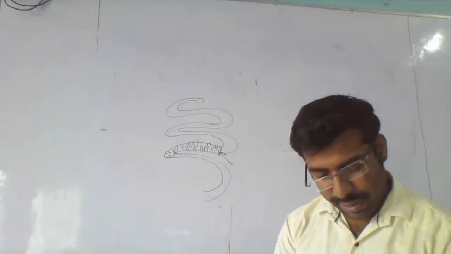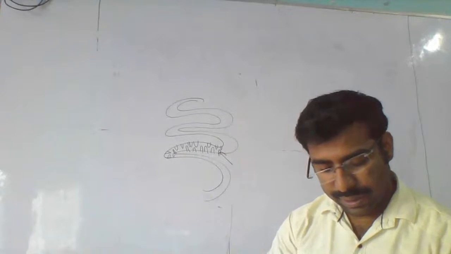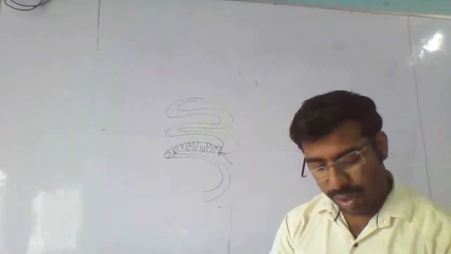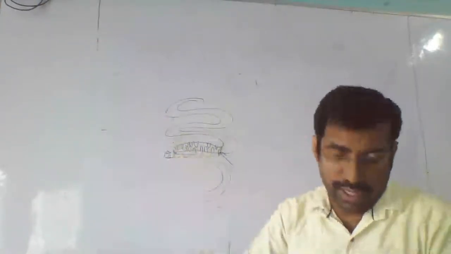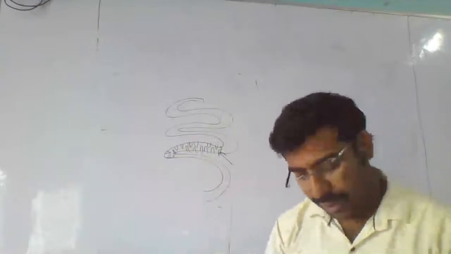The undigested and unabsorbed food is passed to the large intestine. It is a 1.5-meter long tube. This much big long tube is there, a 1.5-meter long tube that absorbs water and necessary salts.